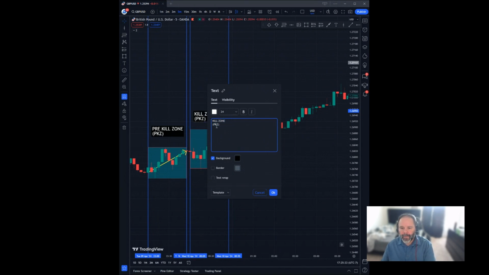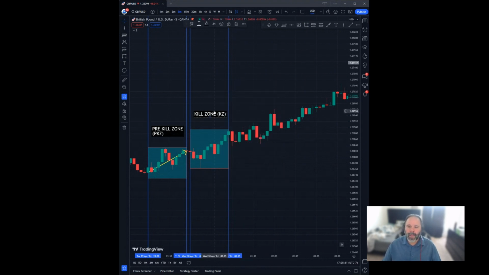Okay, this is kill zone. So the kill zone works a little bit differently. Once you mark your rectangle, your zone, you don't need the trend. You don't need to do this trend. It's two different strategies, okay? So don't get confused on this one.